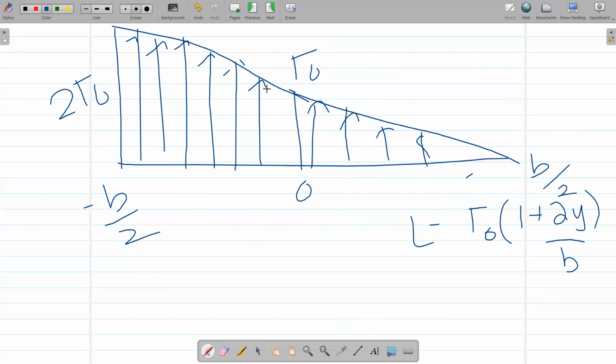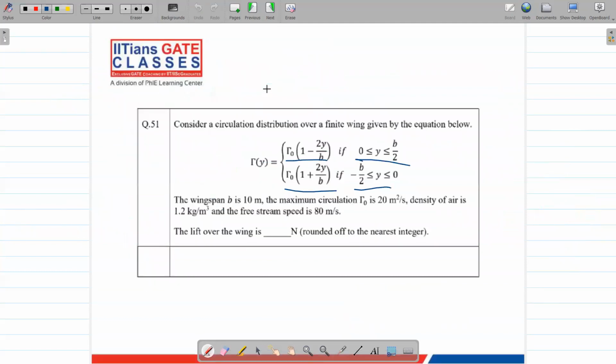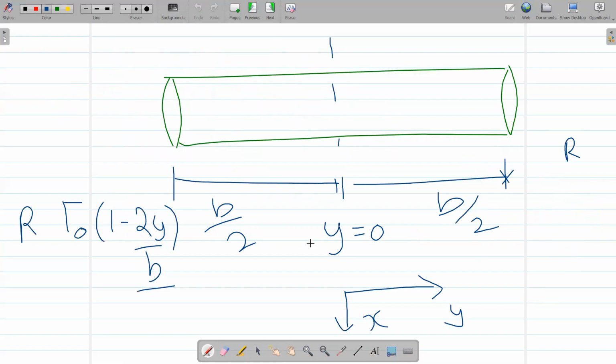Now what they're asking us is, if the wingspan is 10 meters, meaning that each half is 5 meters, the maximum circulation gamma naught is 20 meters square per second. Density of air is 1.2 kg per meter cube. The free stream speed is 180 meters per second. Find the lift over this wing in newtons. So the idea here is to find the total lift.